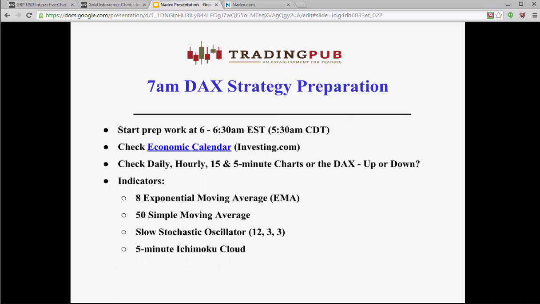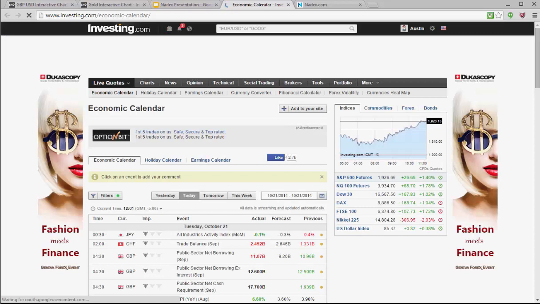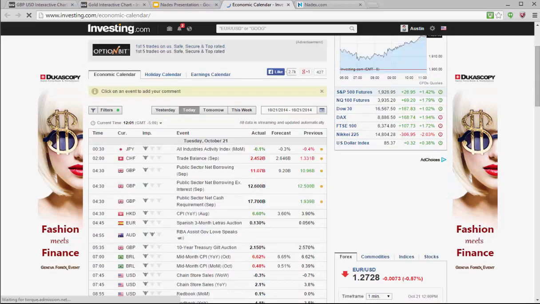And here's how I prep for this thing. Basically, at 5:30 in the morning Central Time, I'm looking at the charts, and I'm reviewing where the charts have been on a daily basis. I take a look at the economic calendar and see if there's any news coming out of Germany or Europe that I need to pay special attention to.